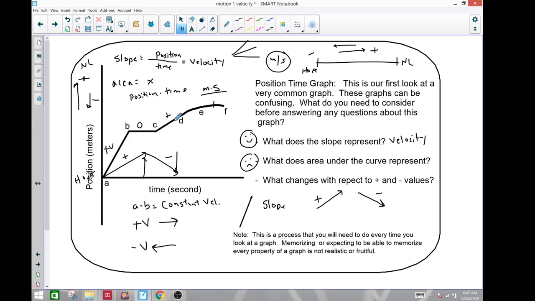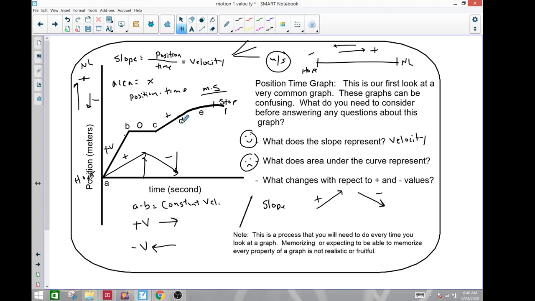Here, it starts out straight, constant until probably D. This is a constant positive velocity, but then the slope is approaching flat, so it's getting less and less. So we're slowing down, slowing down, and maybe we stop right here. This slope is steeper than this slope, so between A and B, we're traveling faster than we are between C and D. And then slowing down to a stop.